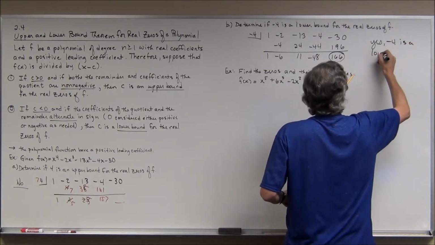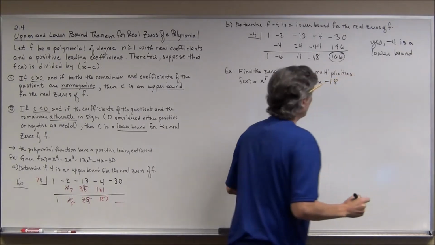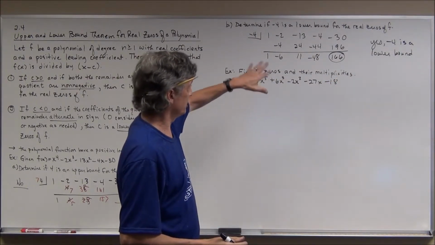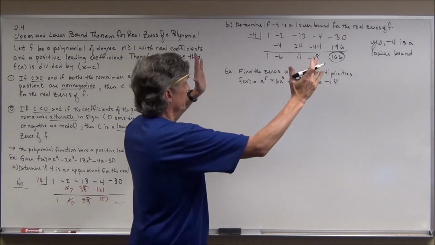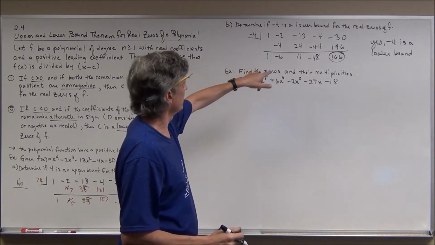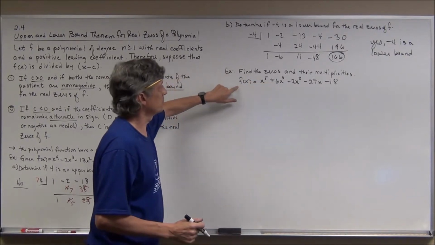a lower bound. Now, we are interested in the smallest upper bound. We would be interested in the greatest lower bound because these are negative numbers, so that we would, again, kind of limit what our possible real zeros may be. Now here we'll actually do this as we're finding zeros and their multiplicities.